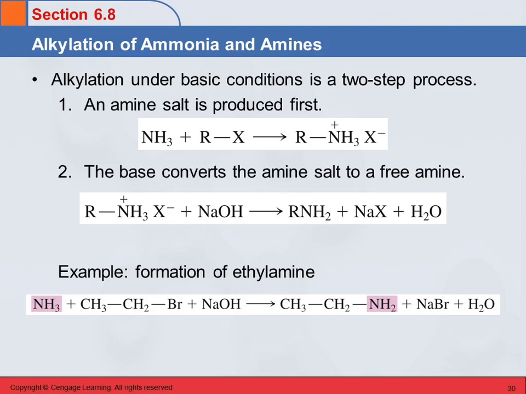Under basic conditions, this is a two-step process. The first step is that an amine salt is produced. So here you have the ammonia and the alkyl halide, and they're going to form an amine salt. Because this is in a basic condition, this is like part C that we just did, the reaction of an alkyl ammonium salt with a base. The acidic hydrogen on this ammonium salt will be given to the hydroxide to form water, and then we'll get our free amine.